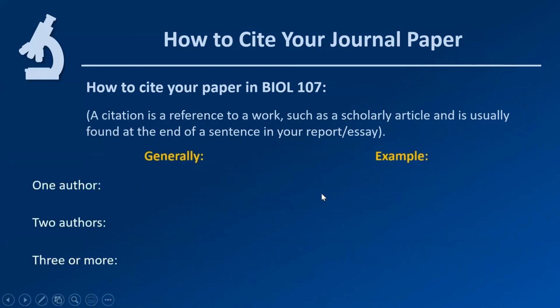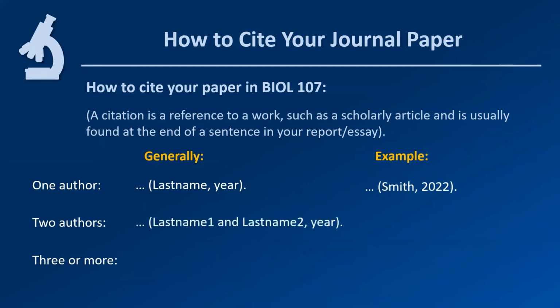So one thing to note is that we're going to do this a little bit differently depending on how many authors we actually have. So here's the general format. One author, you're going to use the last name, comma, year. So hopefully that's really easy. There's an example. So Smith, comma, 2022. If you have two authors, just like what I showed you, you use both last names. So the first author's last name followed by the word and, then the second author's last name, comma, followed by the year. So here's an example, Campbell and Lee, comma, 2021.